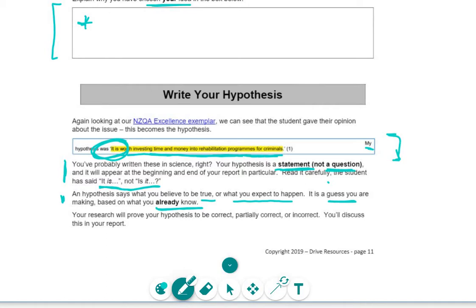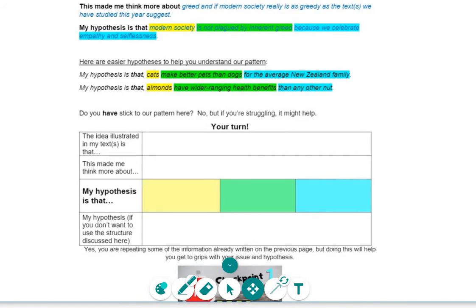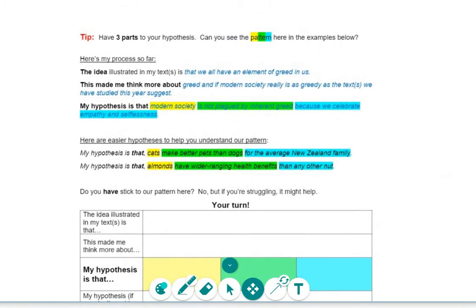The next step is obviously to find out, or to either prove or disprove that hypothesis. And it might be a little bit right and a little bit wrong. Okay, so as it says here, prove your hypothesis to be correct, partially correct, or incorrect. Okay, page 12. Carrying on with our hypothesis. If you struggle to write your hypothesis, there's a little pattern here that might help you. Do you have to use it? No, you don't. But if you're struggling, this might help.